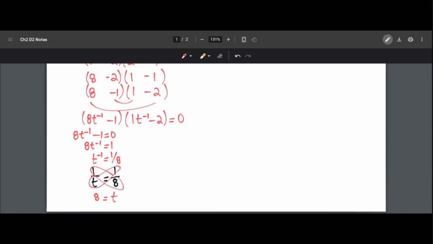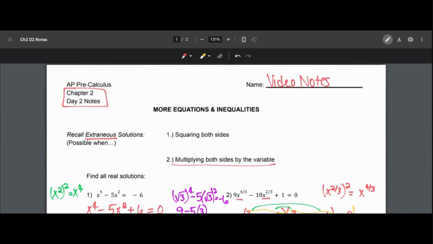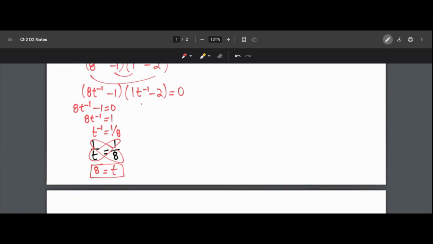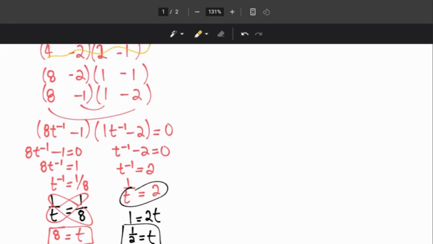However, on that step, I did multiply by a variable. So we do need to check for extraneous solutions. So we did that, which maybe causes an extraneous solution. All right, let's finish solving the other one. We have t to the negative first minus 2 equals 0, which is t to the negative first equals 2, which means 1 over t equals 2. When I multiply by t, I get 1 equals 2t, which means 1/2 equals t. So let's double check that that really works.